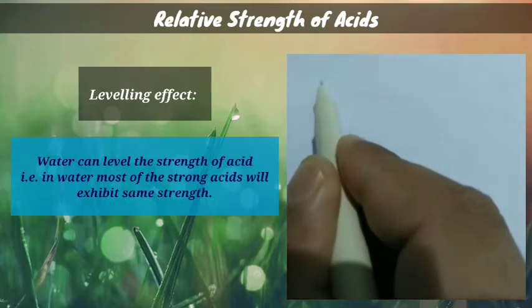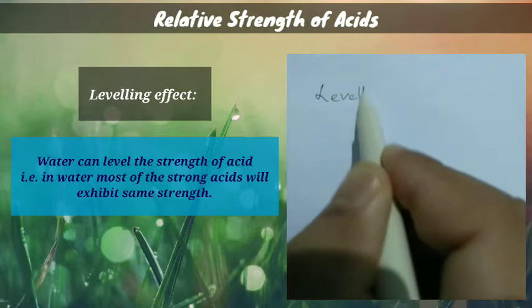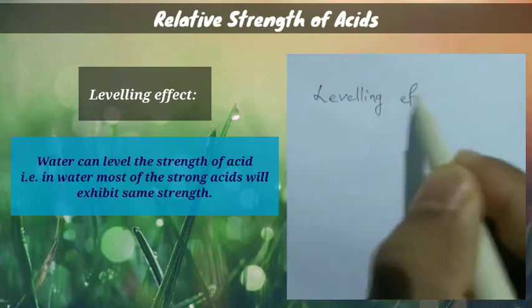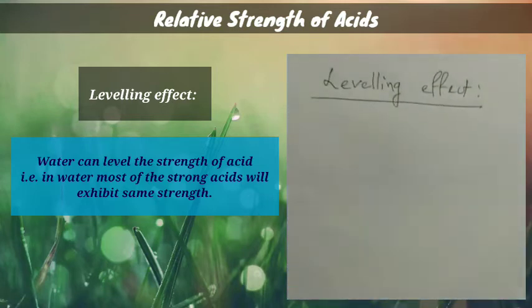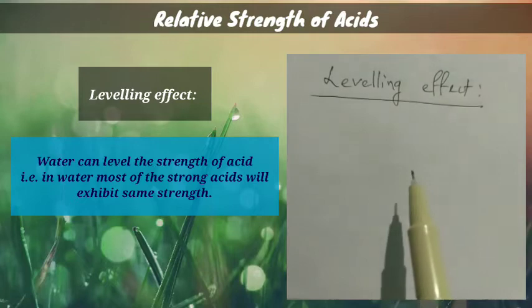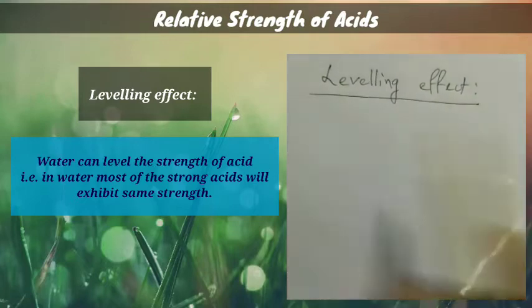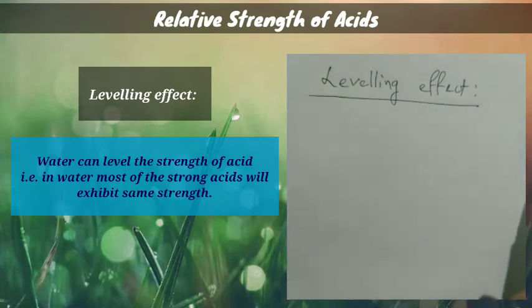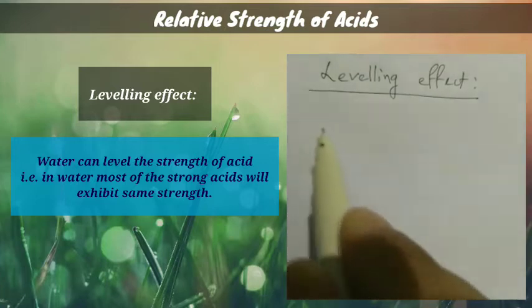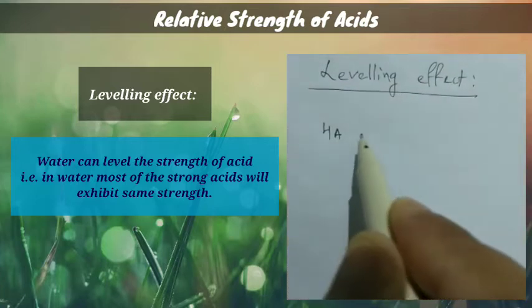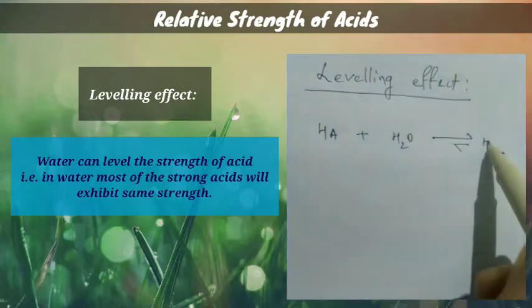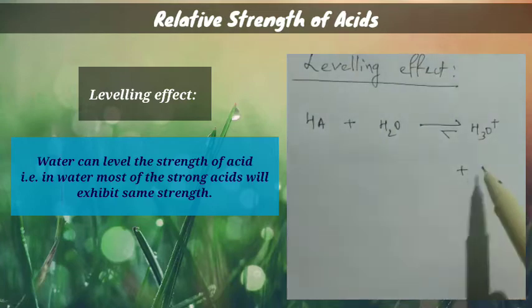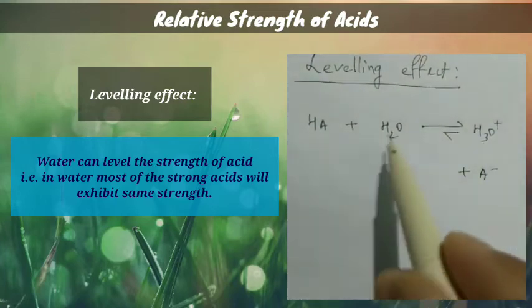This is known as the leveling effect. So what is the leveling effect? It comes from the dissociation of water. In comparison to acetic acid, water is a stronger base. That means if you consider an acid HA in water, it will give you H3O positive plus A negative. Okay, so this is your base.